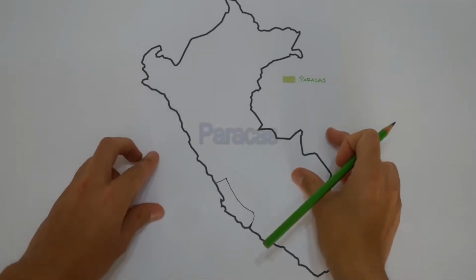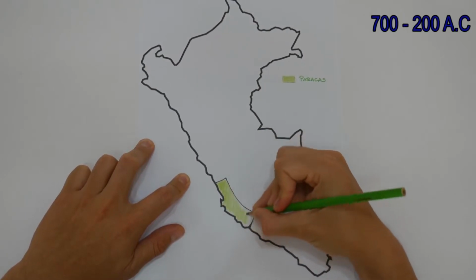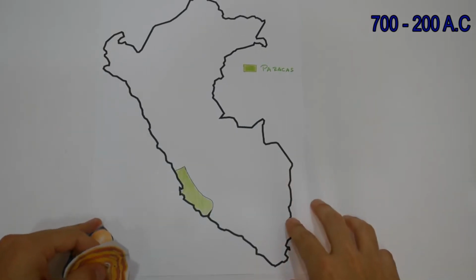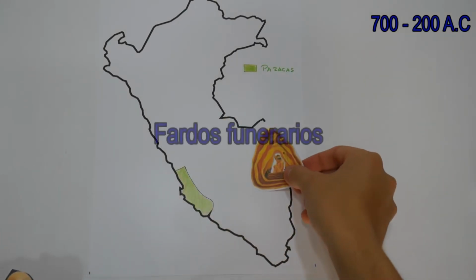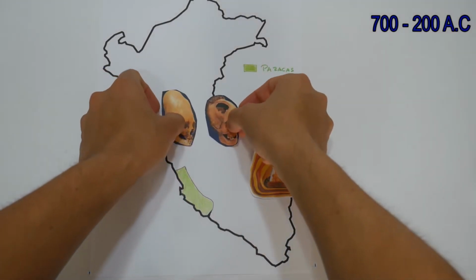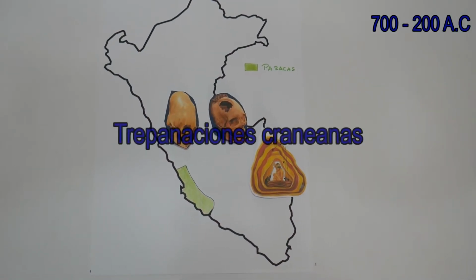We have Paracas, in present-day Ica, from 700 to 200 BC, which in turn is divided into 2 major periods. The Paracas Caverna, where they were characterized by burying their dead through funeral bundles with various offerings inside them, and Paracas Necropolis. Indeed, the Paracas were great doctors, and this can be evidenced in the famous cranial trepanations.